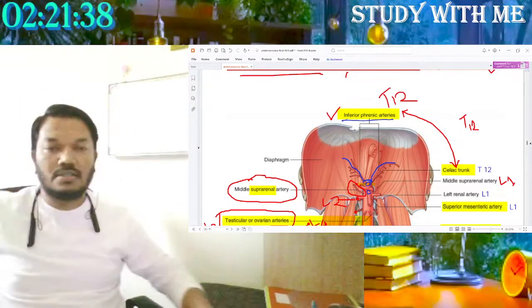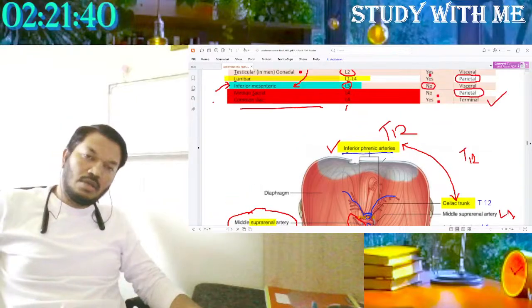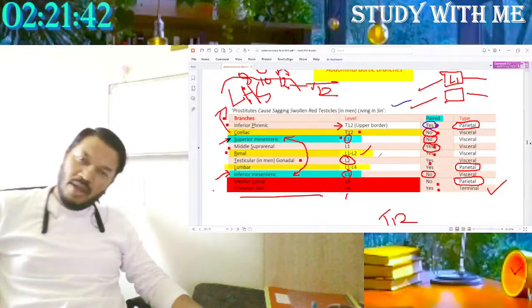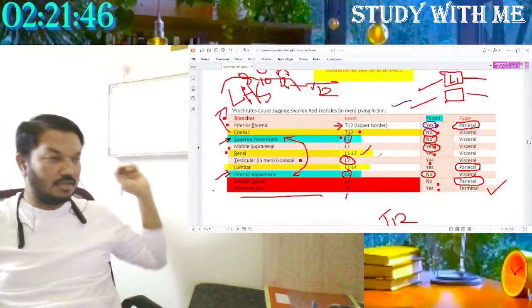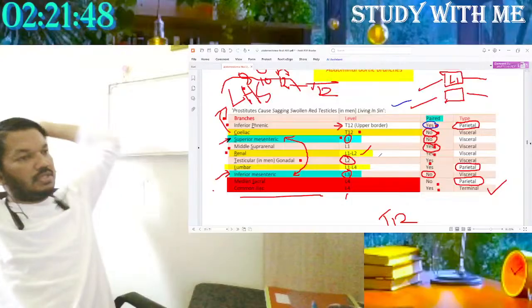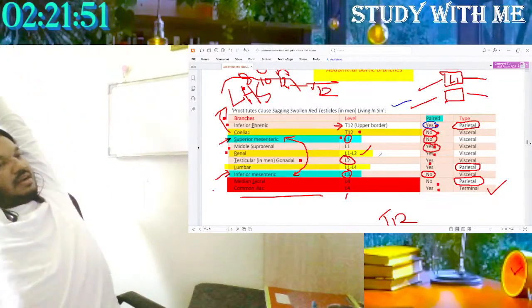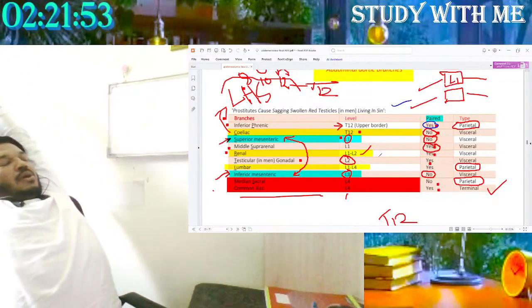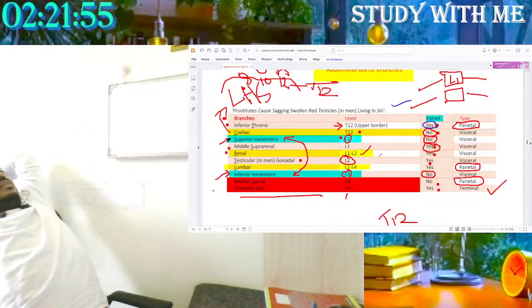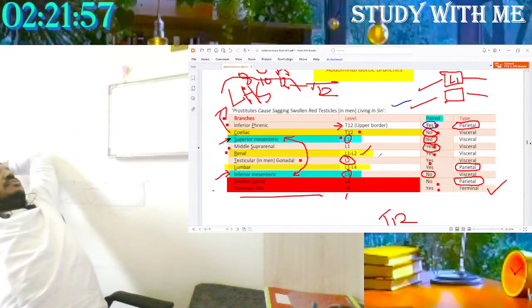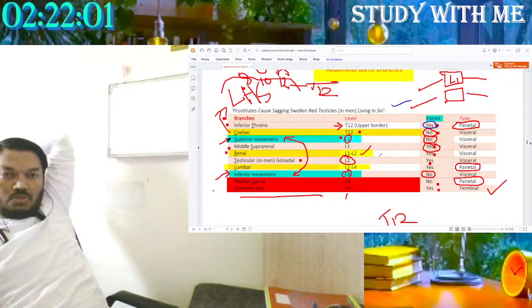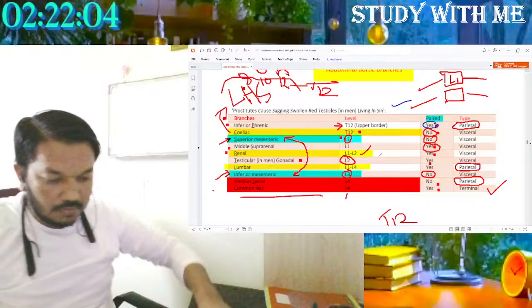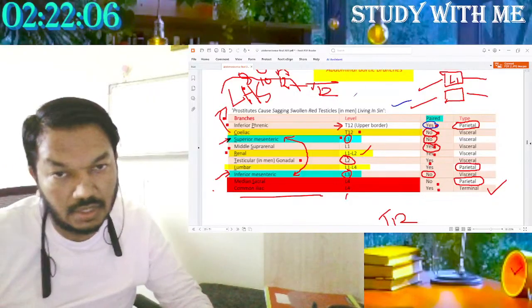Both inferior phrenic artery and celiac trunk are at T12. Then we have superior mesenteric artery at L1 while reading the transpyloric plane. We studied that the splenic vein and superior mesenteric vein join together to form the portal vein at this level, L1.